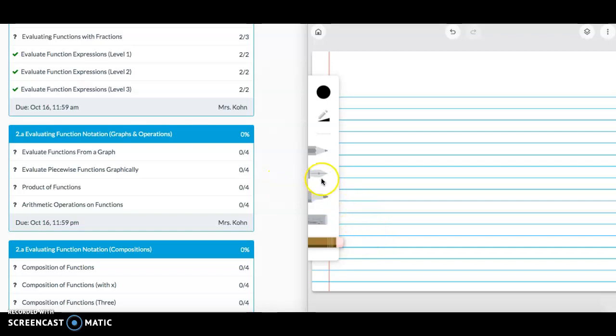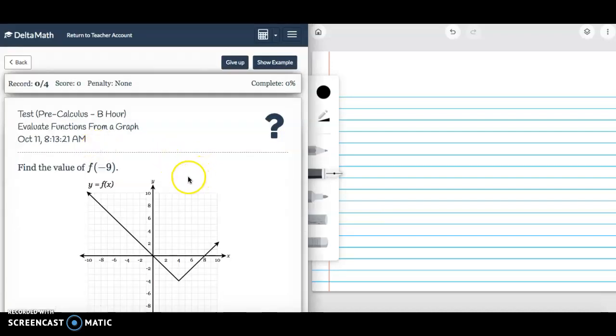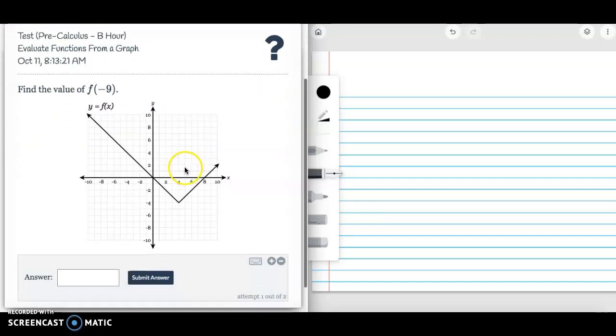All right, here's a video going over evaluating function notation with graphs and operations. So I'll be using this, I think, more for the operations part, but let's look at some of our graph problems first. So evaluating functions from a graph, basically it's just, can you read your graph correctly?